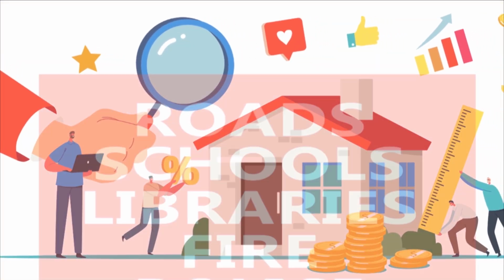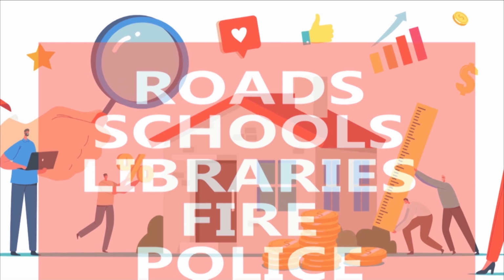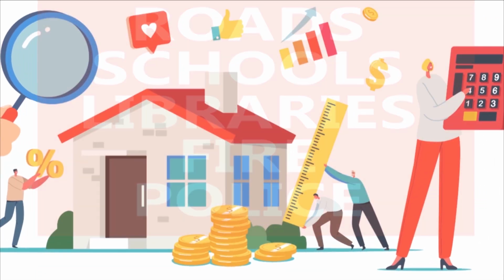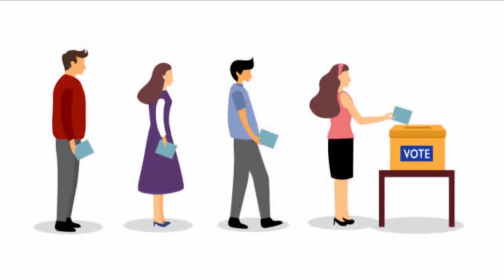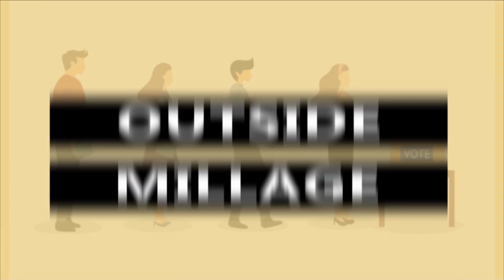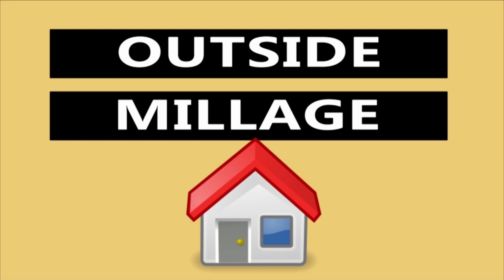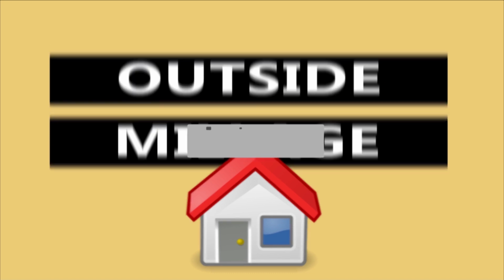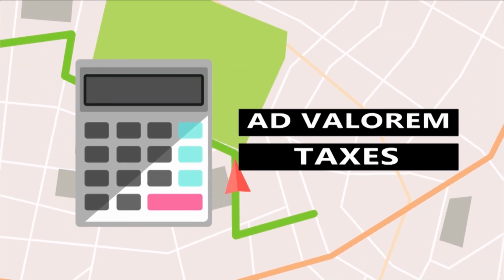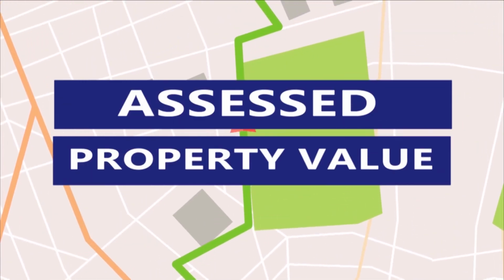In addition to the base rate, voters can approve funds for roads, schools, libraries, fire and police protection, and other governmental services. This millage, outside of the 10 mills, must be voted on and approved before being added to the property tax calculation. These voted mills are sometimes called outside millage. The calculation for real estate taxes, ad valorem taxes, begins with the assessed property value.